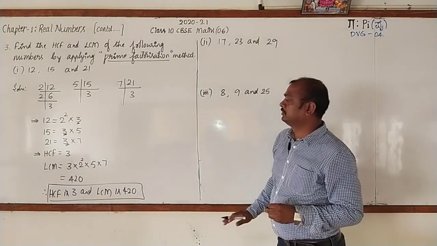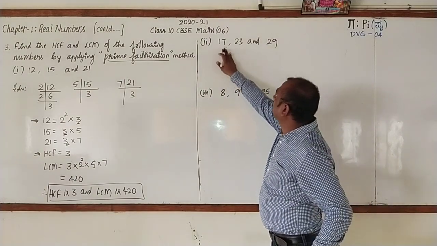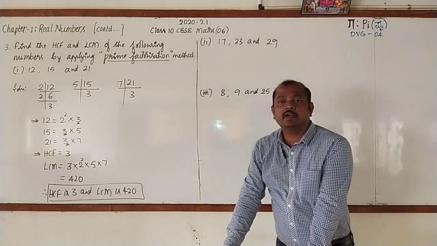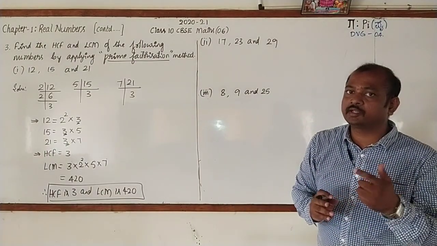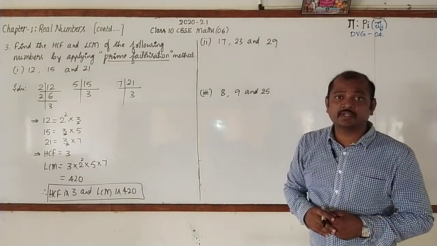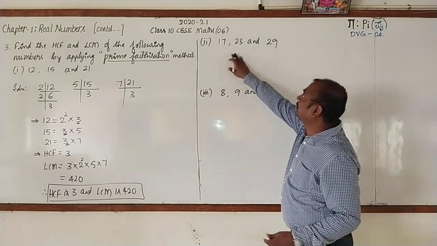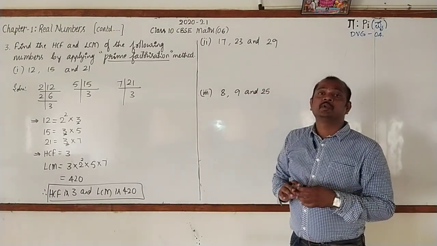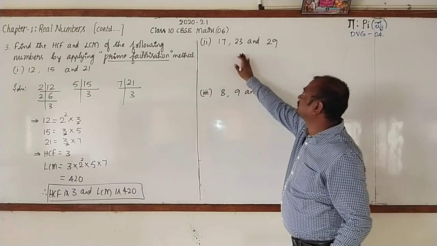Okay. Next, let us move on to the second one. 17, 23 and 29. Observe. Just by observing these three numbers, you can come to know. Could you tell what type of numbers these are? Do you say that they are just odd numbers? No. Apart from that, they are all prime numbers because they have only two factors, 1 and the number itself.